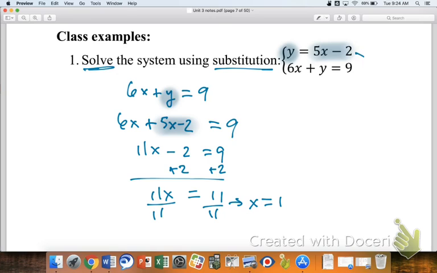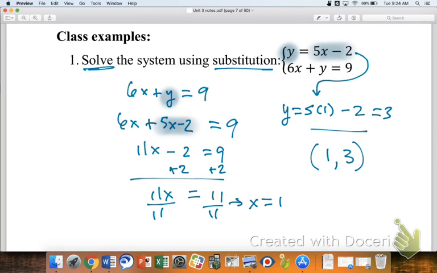But I would just take this, and I'd say, all right, well, I know that x is 1, so then y must be 5, parentheses 1, minus 2. I've replaced the x with a 1. Follow the order of operations. Don't we get 3? Yep. So my solution to my system is 1, comma 3. And I would ask that you try to write it in that form, 1, comma 3.